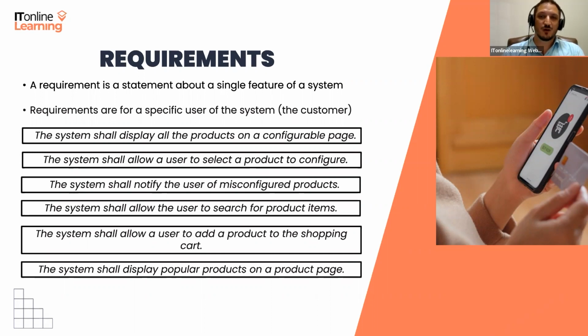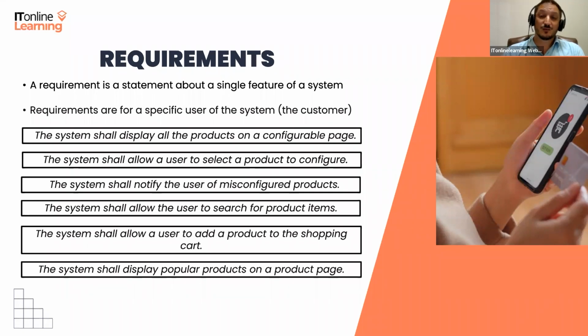These first three requirements are for the users of the system, which are the customers. So these are the customers that will be browsing the products in the system and actually making purchases. So those three requirements, which are the system shall display all the products on a configurable page, the customers need the products to be displayed on a page for them to be able to select the products and make a purchase. The system must also allow a user to select a product to configure.